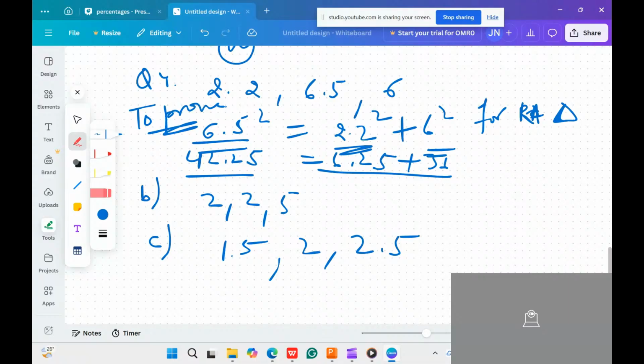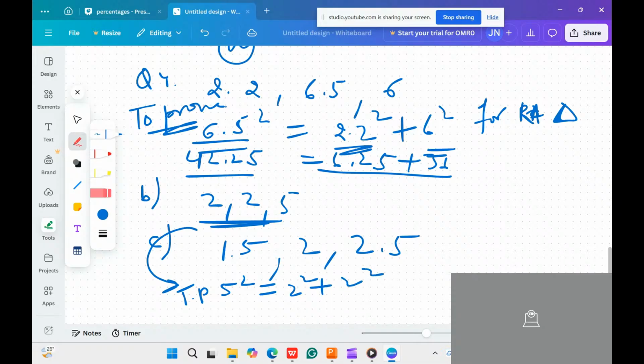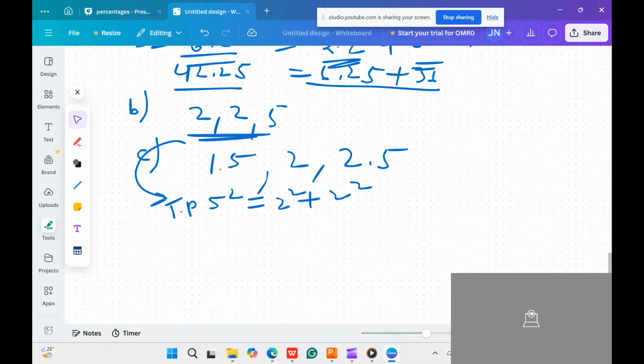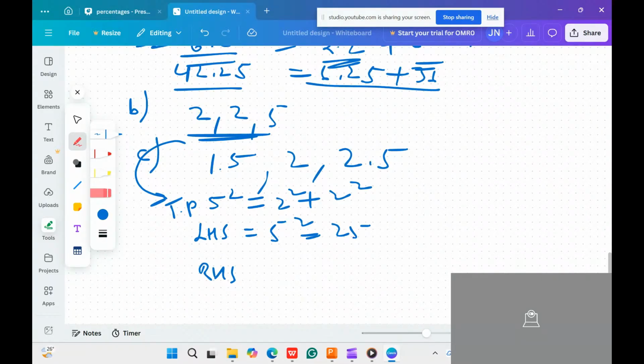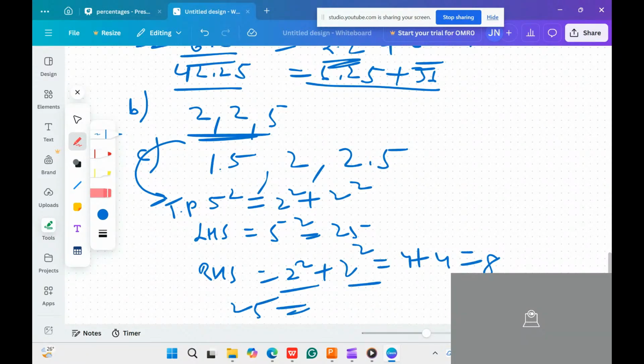And the next one, see, you have to prove whether they are equal or not. So you have to prove again, to prove if this is equal to 2 square plus 2 square. So first we will take left hand side. You will write step by step. Left hand side, 5 square is equal to 25. Right hand side is 2 square plus 2 square equal to 4 plus 4 equal to 8. So 25 is not equal to 8, therefore not a right angle triangle. Okay.